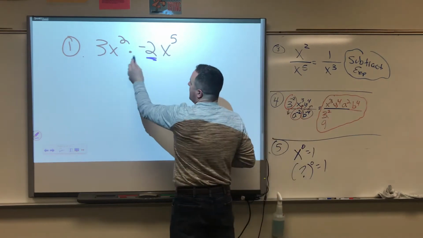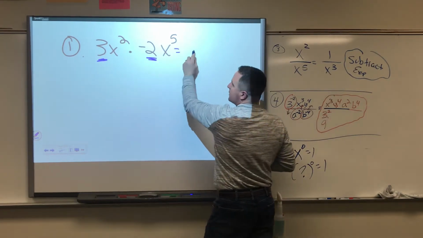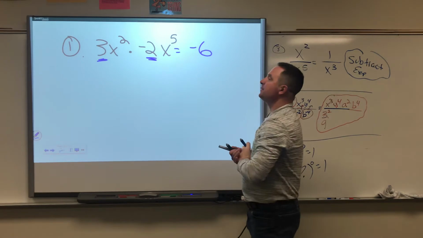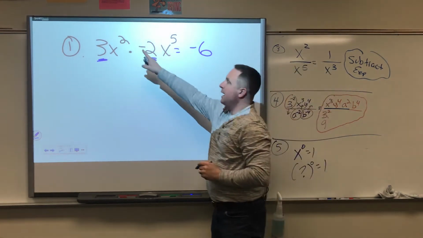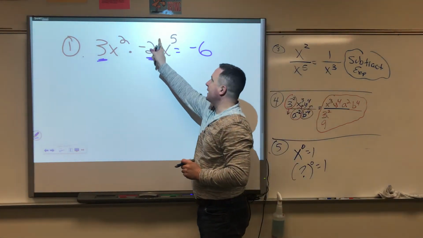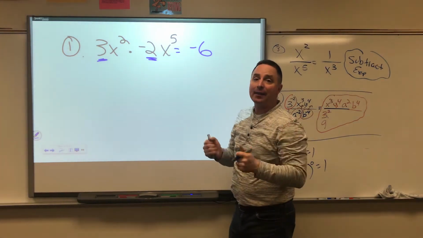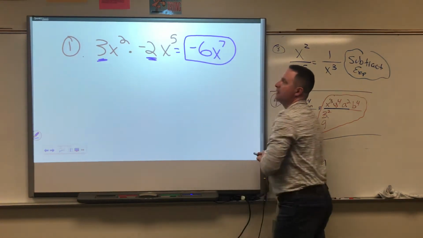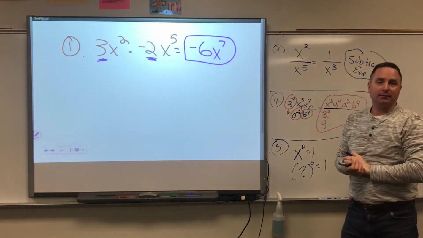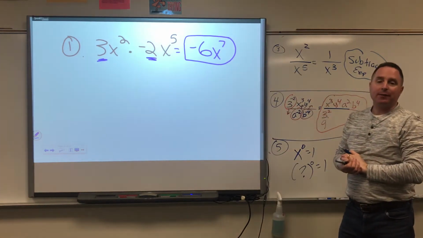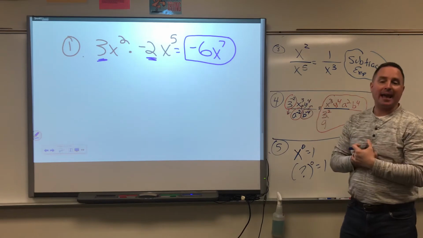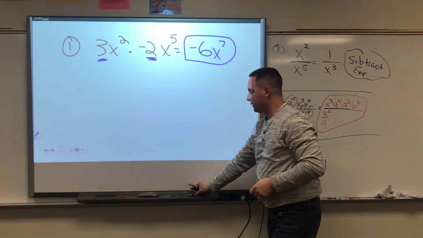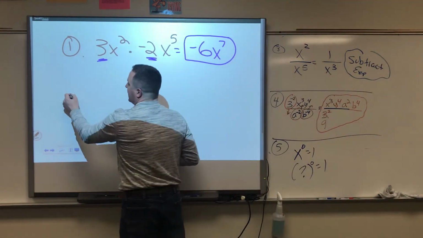And when I look at this, I multiply big numbers with big numbers. So 3 times negative 2 is negative 6. And what do I do with the exponents? x to the 2nd times x to the 5th. I add them, and I get x to the 7th power. That would be that one. And that's the first property that I had up here a minute ago. It's adding the exponents.